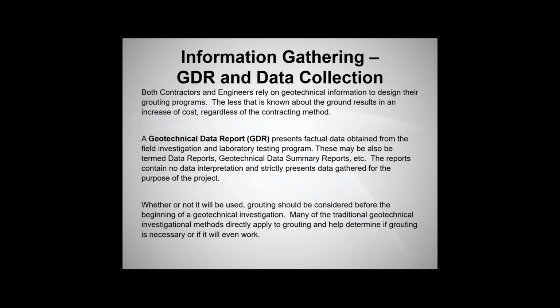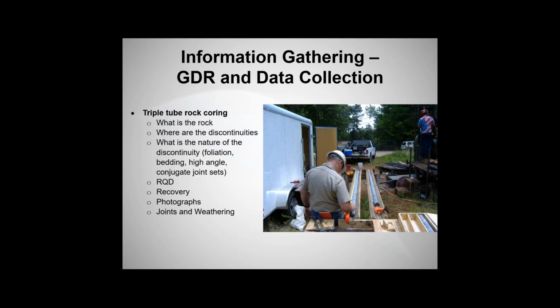Because if you're designing a shaft, a tunnel, a dam foundation, any of these things, a lot of the same information that we need to design these structures can be used on a grouting basis. One of the first things we look at is triple tube rock coring. We use it in dam foundations, tunnels, shafts. We use it a lot. It's almost like the backbone. What's the rock? What are the discontinuities?